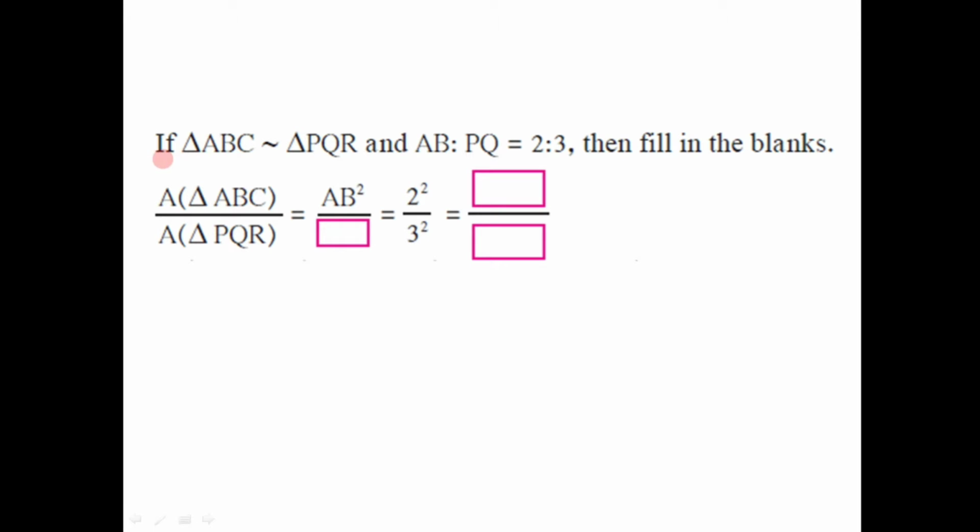Let us have another problem based on this concept. Question is given, if triangle ABC is similar to triangle PQR and the ratio of side AB and side PQ is 2:3, then fill in the blanks. Here we have to find the ratio of area of triangle ABC divided by area of triangle PQR. So this is the ratio of two triangles given which are similar.